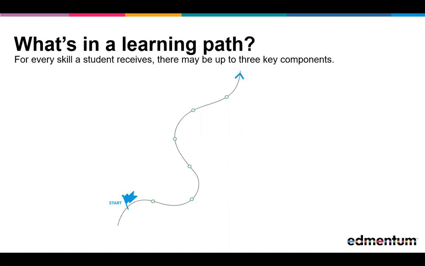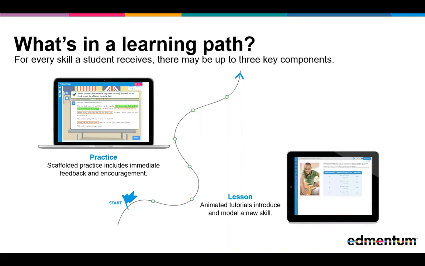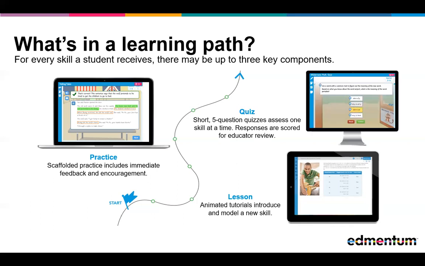For every skill a student receives, there may be up to 3 components within their learning path. The first component is a lesson. This is a tutorial that introduces and models a new skill. Following the lesson, students may receive an opportunity to practice their skills. This is a scaffolded opportunity to practice, and students receive immediate feedback and encouragement as they work through the practice. Following the practice, students may be asked to take a quiz. This is a short 5-question quiz that assesses one skill at a time.